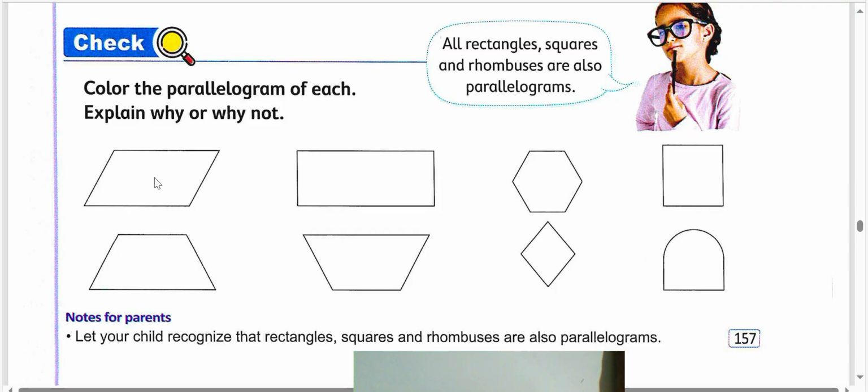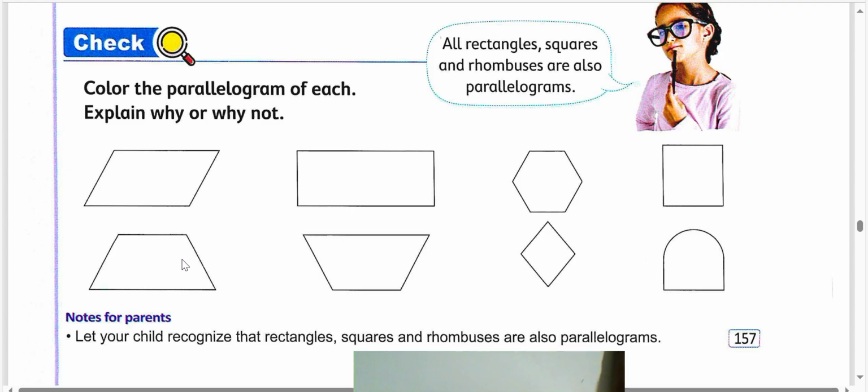We call it a parallelogram. And we have here a rectangle. A rectangle is a parallelogram. Why? Because we have 4 sides, and each two of the sides are parallel, so we call it a parallelogram. And we have also a square. A square is a parallelogram. We have 4 sides, and each two of the sides are parallel.